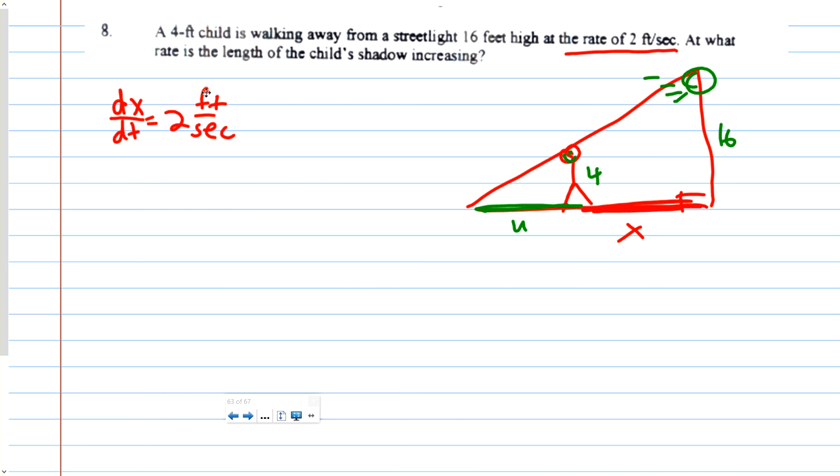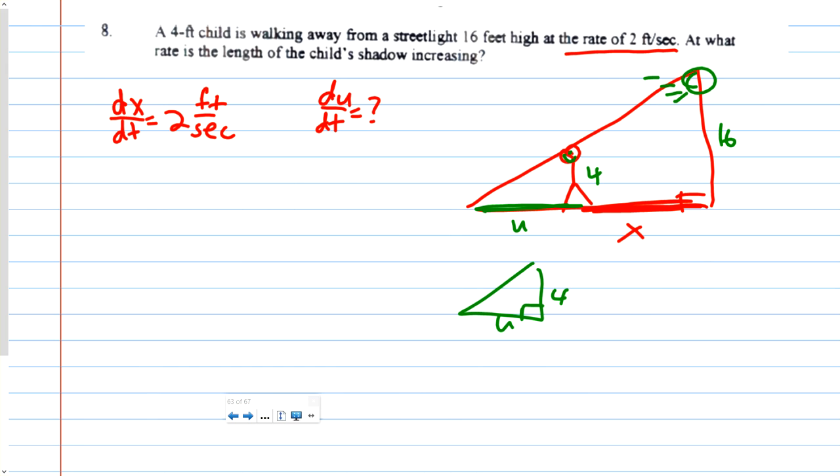And the question is, what rate is the length of the child's shadow increasing? So what am I trying to find? Du dt. Okay, when, well, actually, I guess not when anything. It's just I'm just trying to find du dt. Take a step back. I've got a similar triangles picture. I've got an x. I've got a u. What's my formula? Do you see it?